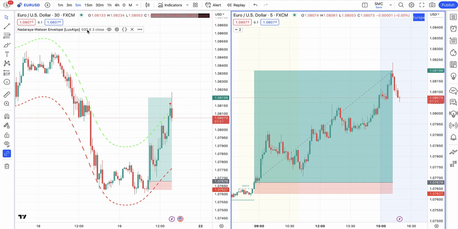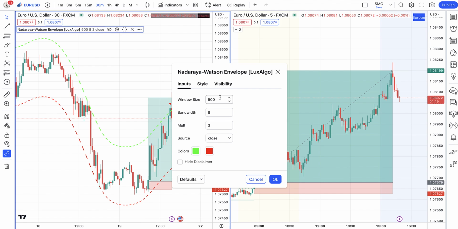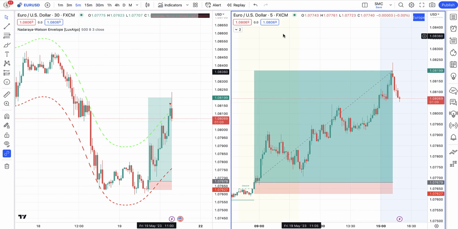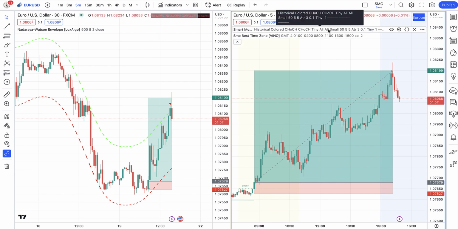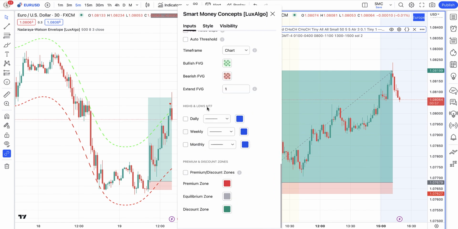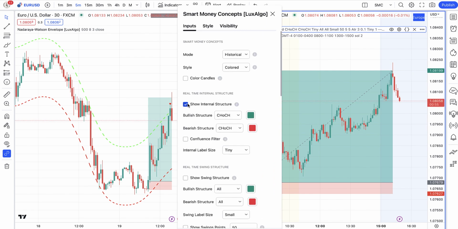Now for the Nadaraya-Watson, we will use just the normal default parameters. I didn't change anything. This is on the 30-minute chart. Now on the 5-minute chart, I have modified it so that I'm only interested in seeing the change of character. So I don't need to have all the indicators. I just disabled everything and left the show internal structure, the bullish and the bearish, and just the change of character. This is the only thing I'm interested in.